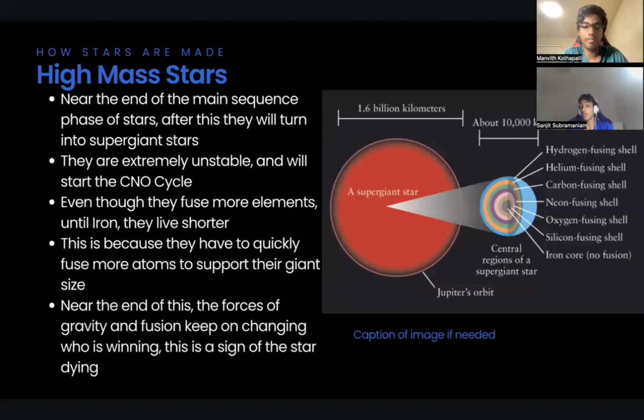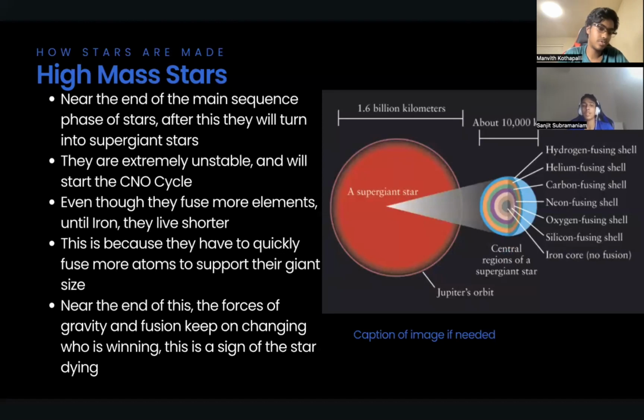But the high mass stars are on the main sequence for a shorter amount of time than low mass stars, and after this phase, they reach the supergiant phase of their lives. At this point, they're extremely unstable and begin the CNO cycle that Manit was talking about before. High mass stars have a completely different life than low mass stars.